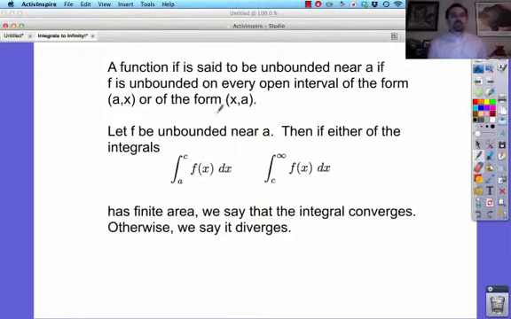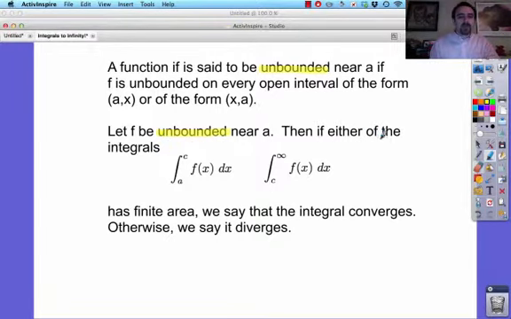A function is said to be unbounded near a if f is unbounded on every open interval of the form a to x or of the form x to a. So what that means is that on any small region, no matter how small we make it, we can't find a bound. Suppose f is unbounded near some value a.